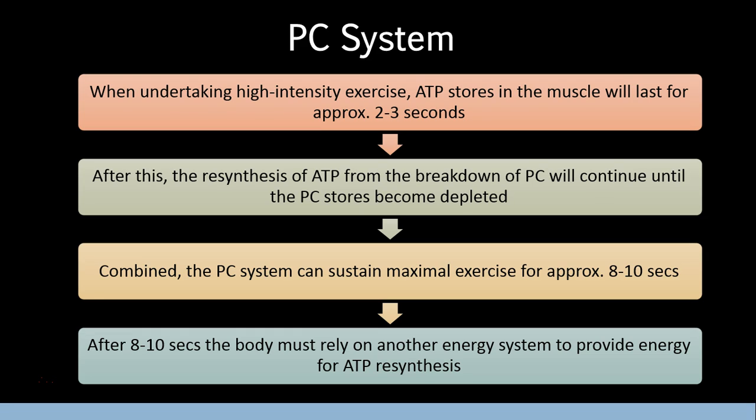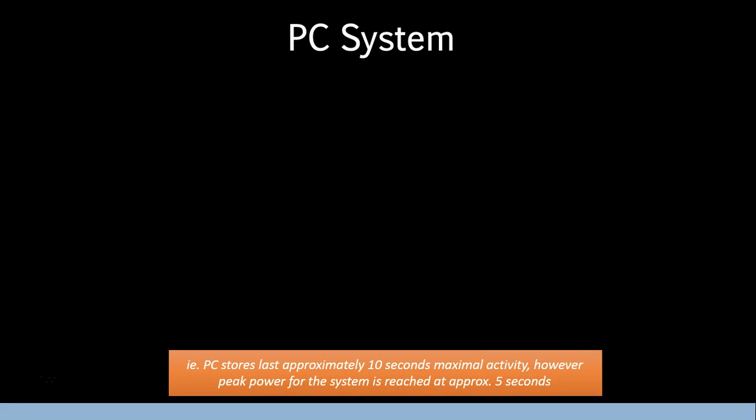The issue with this system is that we can only recreate our PC stores with a passive recovery, so doing very little muscle contraction, whether it's sitting down, lying down, standing still, those sorts of things. After 10 seconds of maximal work, we have to rely on other energy systems to provide more ATP for our muscles to be able to work. So this system is great for short duration, high intensity work at the start of exercise, but it's quite limited in terms of how long we can use it for.